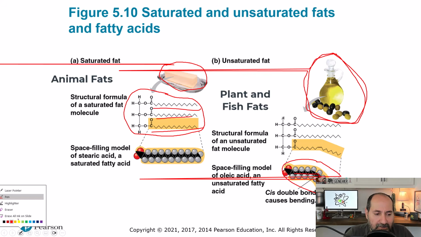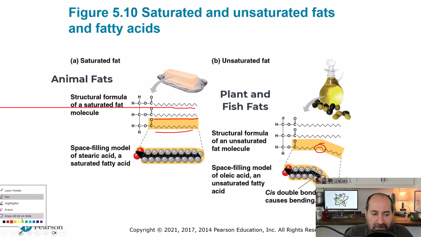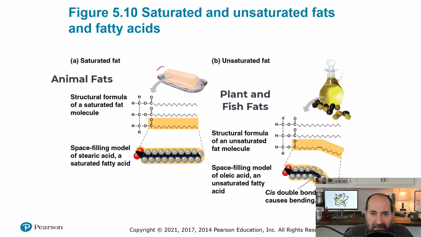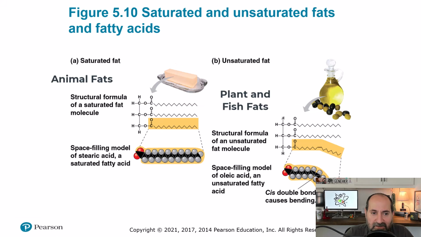So what do we need to know? Again, I want you to know that saturated fats have only single bonds in their fatty acid tails, while unsaturated fats have at least one double bond in the fatty acid tail. I also want you to know that saturated fats are solid at room temperature, while unsaturated fats tend to be liquid at room temperature. Okay. I also want you to know that saturated fats come from animal products, while unsaturated fats come from plant or fish products. Okay.